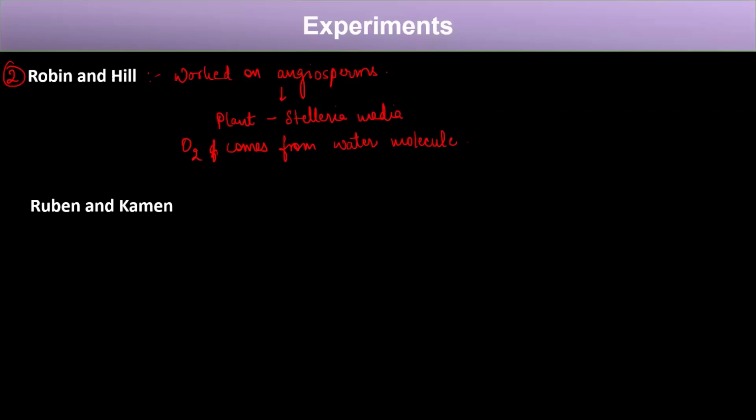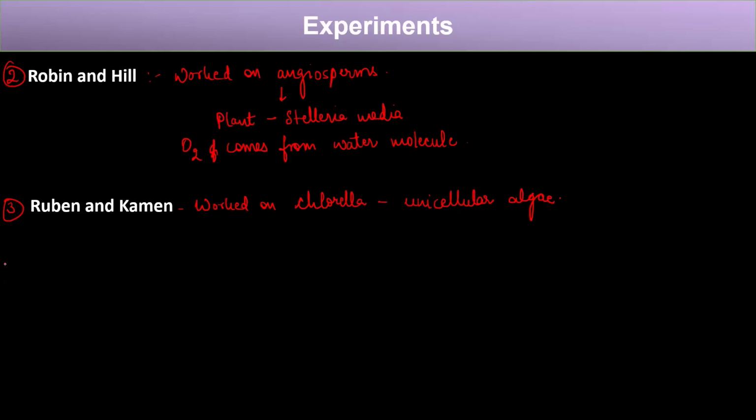Then came the third group of scientists, Rubin and Kamen. What did Rubin and Kamen do? They worked on chlorella. So all of these scientists used different model organisms. Someone worked on purple sulfur bacteria, then angiosperm, then chlorella. And what is chlorella? Chlorella is a unicellular algae. So Rubin and Kamen worked on chlorella, which is a unicellular algae.